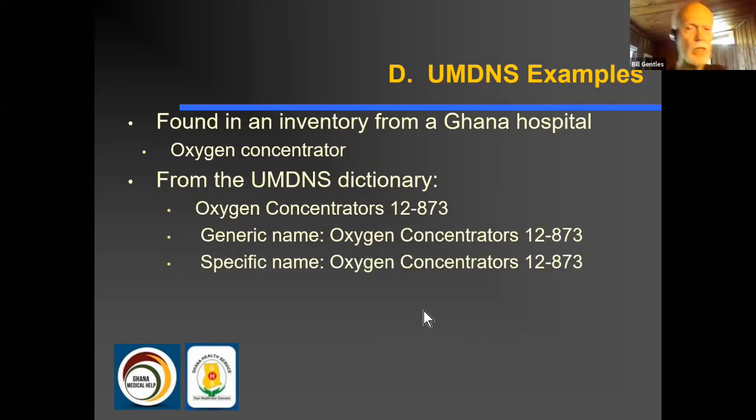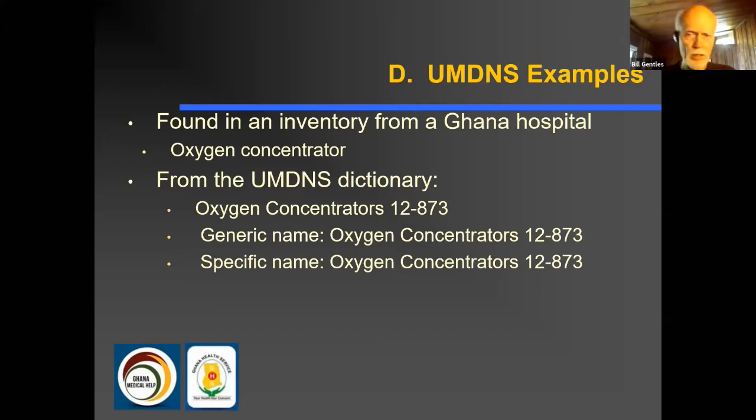And now one last example, which appears slightly differently in the dictionary because the oxygen concentrator is a very specific device, and there isn't really a lot of variation in oxygen concentrators. So the generic name in the UMDNS dictionary for oxygen concentrator is oxygen concentrators. Now, you'll notice they always use the plural, which is a bit of a quirk of this dictionary.